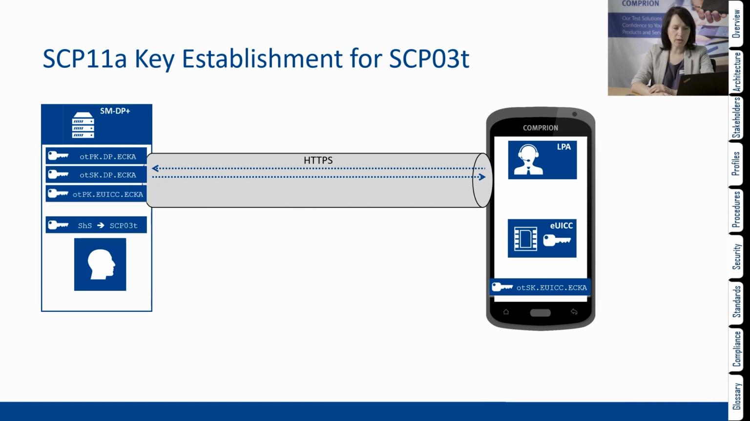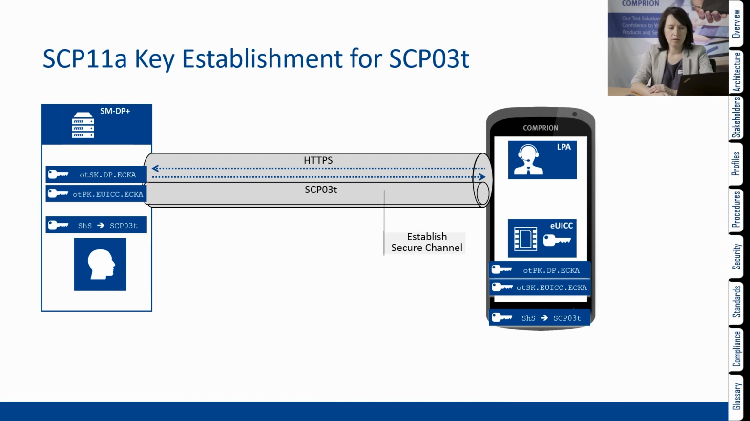It uses these two keys, its own secret key and the EUICC's public key, to derive the shared secret. And from the shared secret, the symmetric keys can be derived for the SCP03t. In the same way, the EUICC can use the public key of the SM-DP+ and its own secret key to derive the shared secret and then the symmetric keys. As soon as the keys are there, the secure channel can be established, SCP03t, Secure Channel Protocol 03t, defined by GlobalPlatform.